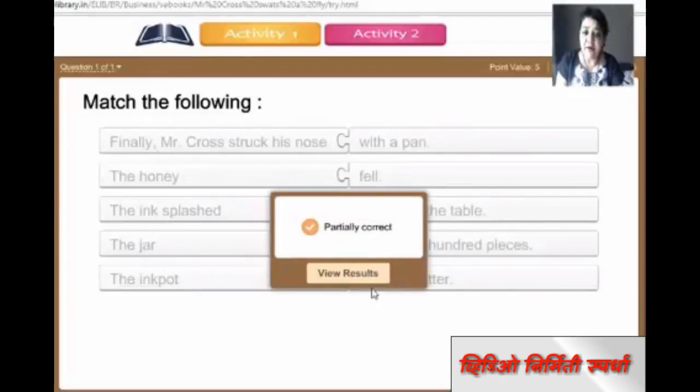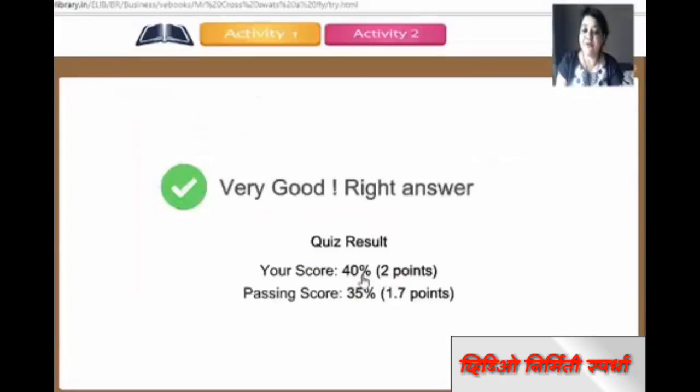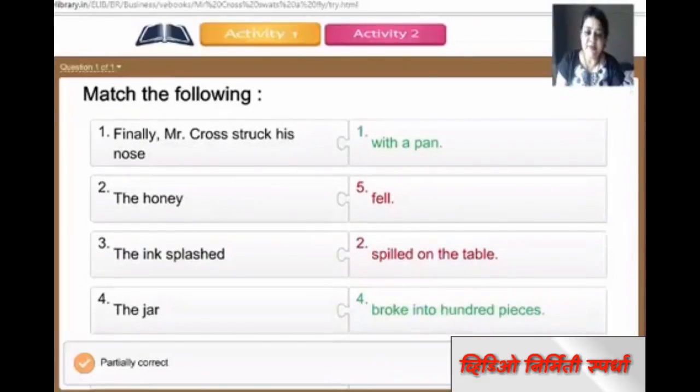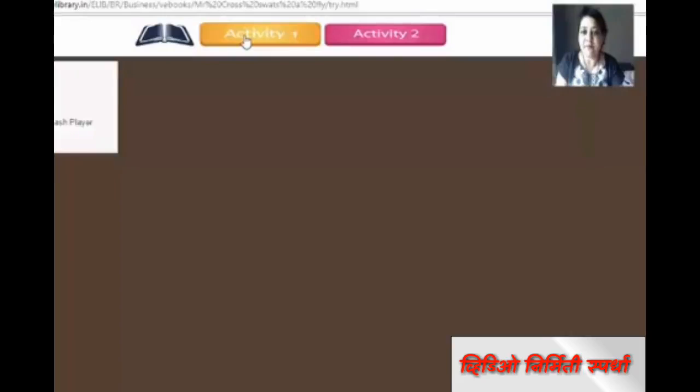Our answer is partly correct, so we have to go view results. Our score is 40%. So what is our review? Our true answer went wrong. Okay, the honey fell and the ink spilled on the table. So we are going to do this activity again. Okay, so shall we start again?